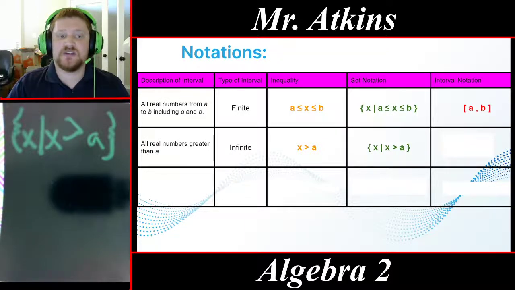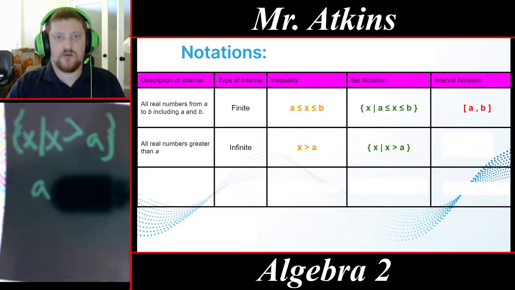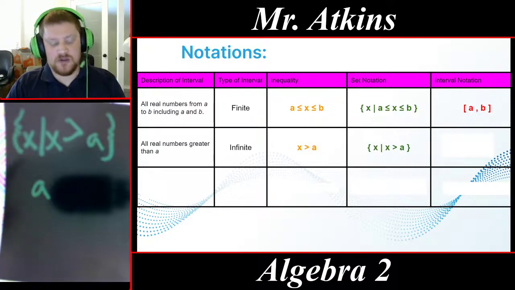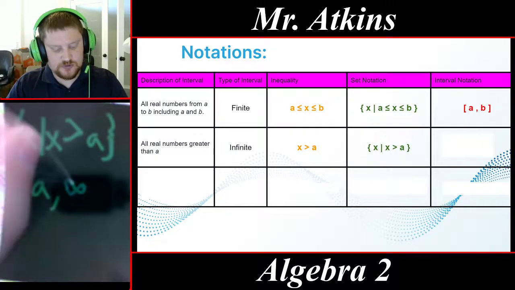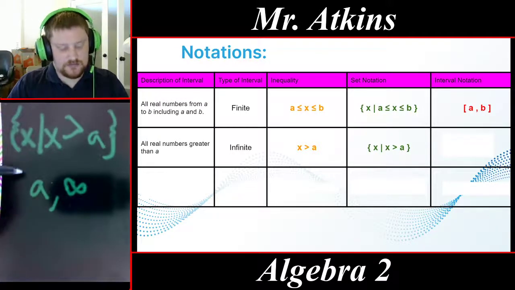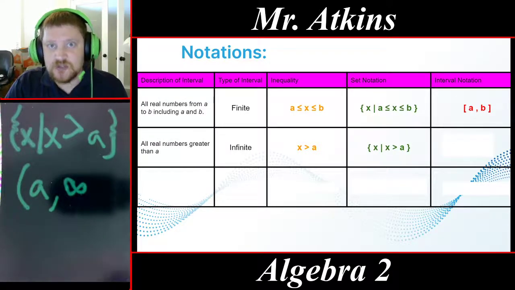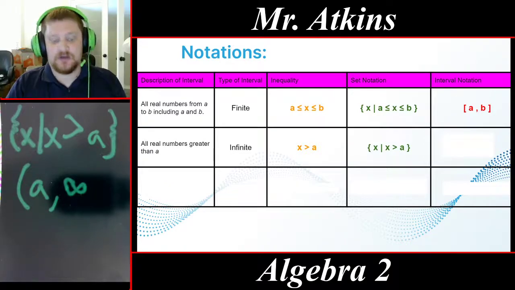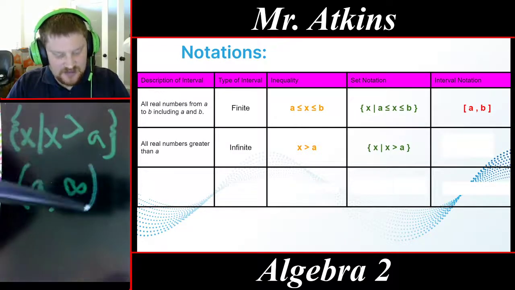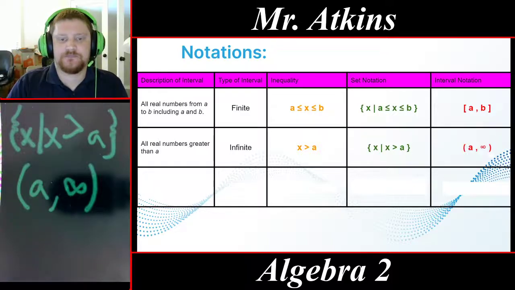Interval notation, once again, the same thing. What's the smallest we can have? A. What's the biggest we can have? Well, it never stops. So it goes up to infinity. Can it include A? Not in this case. Can it include infinity? No, because you can never really get there, right? So you'll find that infinity is always a parenthesis, never a closed bracket. So we have A comma infinity.